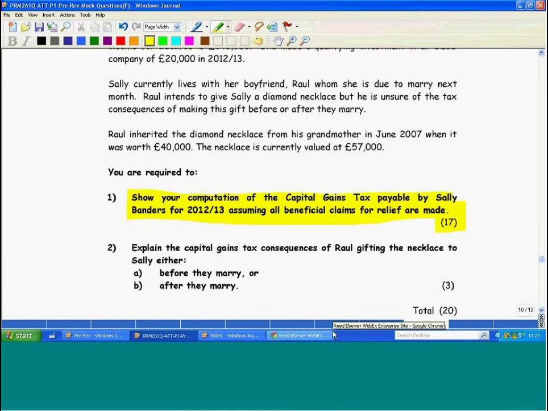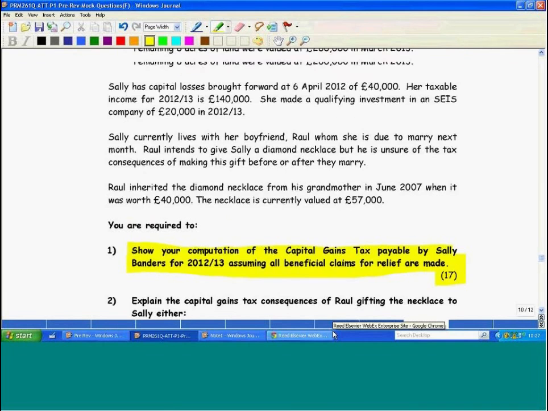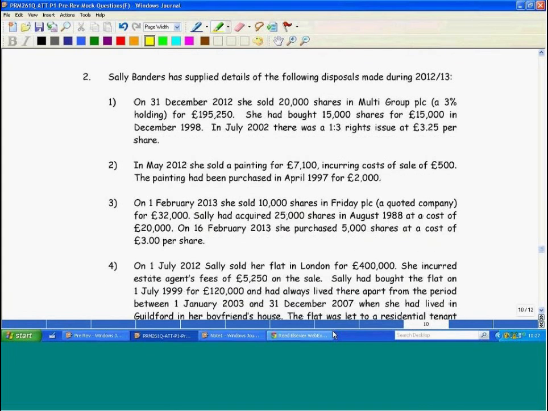Now again, I'm just going to run through the question as you would in your pre-exam reading time, just to see the types of things we should be looking out for. So let's have a look at disposal 1. We have on the 31st of December 2012, Sally has sold 20,000 shares in Multi-Group PLC, a 3% holding for £195,250. She'd bought them for $15,098, and there had been a rights issue.